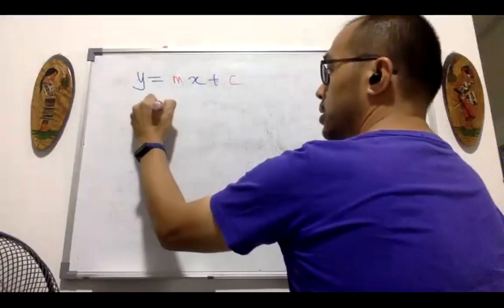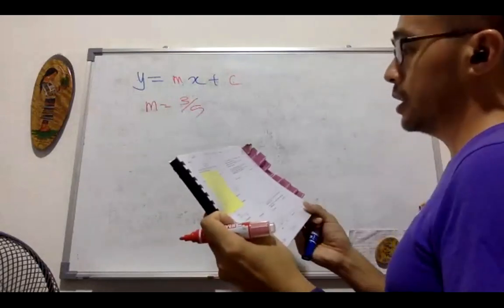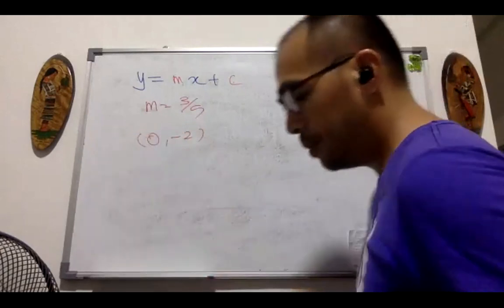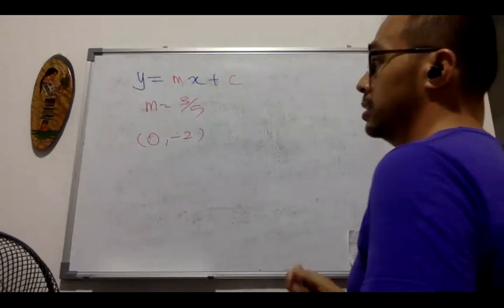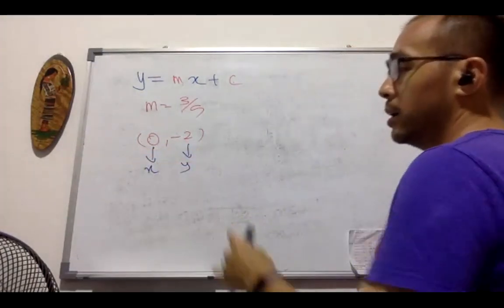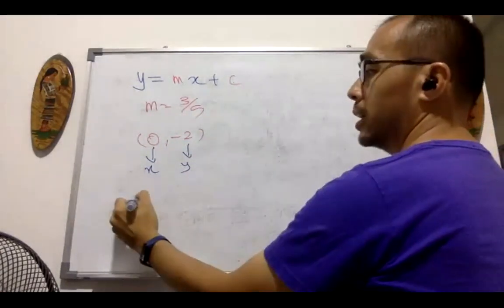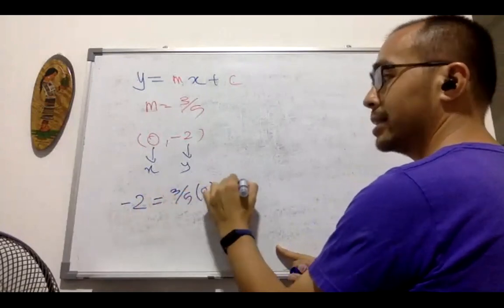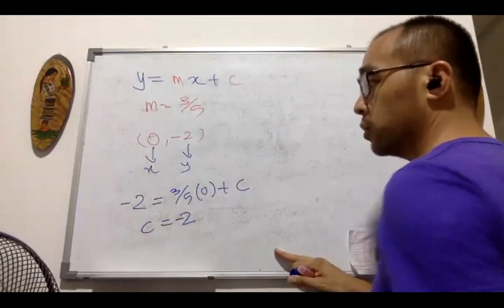So the gradient is given as 3/5, and they give you a point (0, -2). Now it's important to note that this is the x and this is the y. If you replace it in here, you can actually find the c. So it'll be -2 equals 3/5 times 0 plus c, which will give you c equals -2.